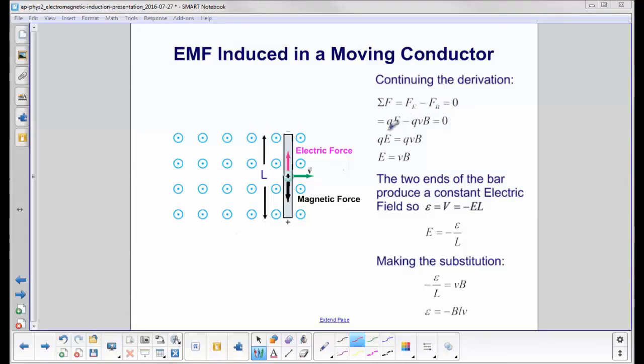The electric force on a charge is QE. The magnetic force on a charge is QVB. Continue the math, the Q's cancel, and we get the electric field is V times B.